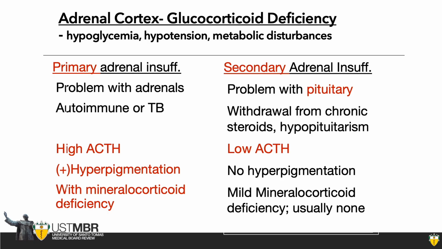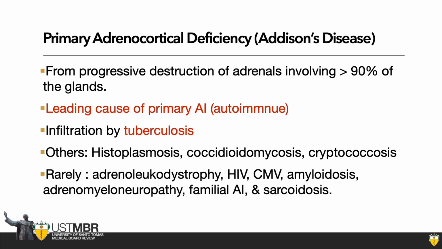And in primary AI, since all layers are destroyed, there's mineralocorticoid deficiency. In secondary, since the glomerulosa layer is not regulated by the ACTH, your renin-angiotensin-aldosterone system is intact. And since ACTH is low, the problem's upstairs, so there's no hyperpigmentation. Remember, this is a common question on board exam. We already said the most common cause is primary AI. There are less common causes; HIV can be one of them.